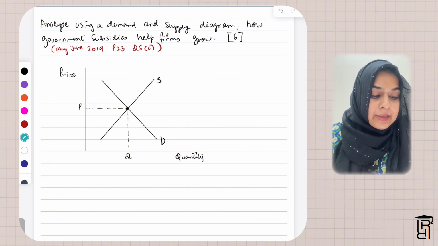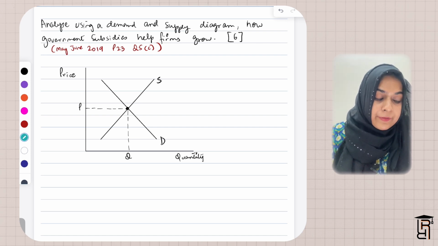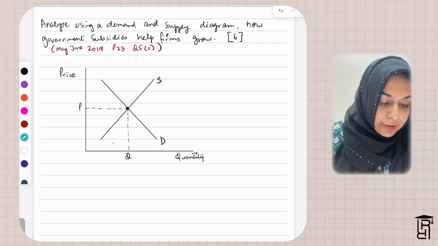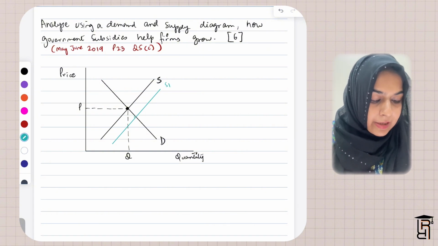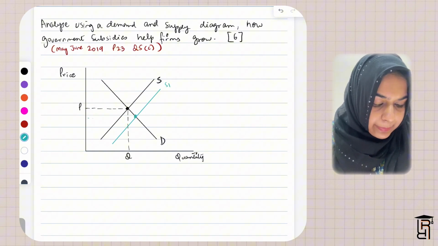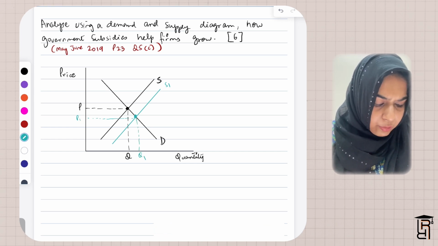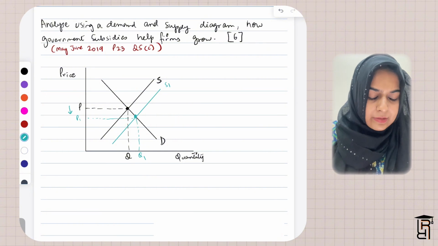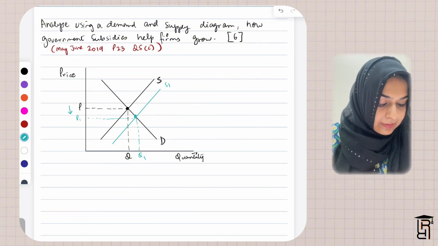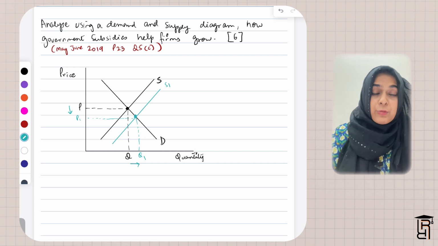So subsidy is basically going to shift the supply curve towards the right. So we'll make a new supply curve here. This supply curve will be called S1. This will be the new equilibrium, and this price will be called P1, and this quantity will be called Q1, and therefore the price is going to fall from P to P1 and the supply is going to increase. The quantity traded is going to increase from Q to Q1.